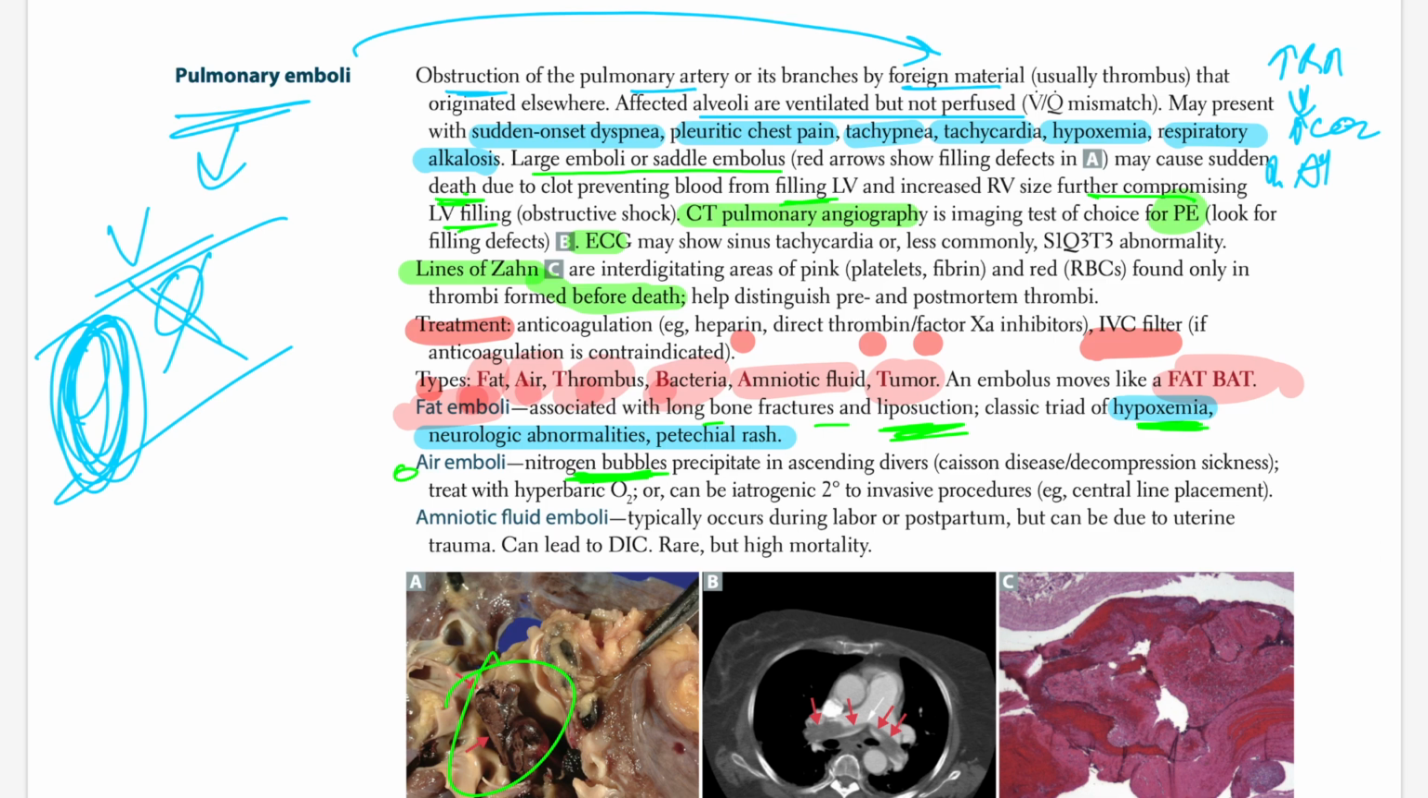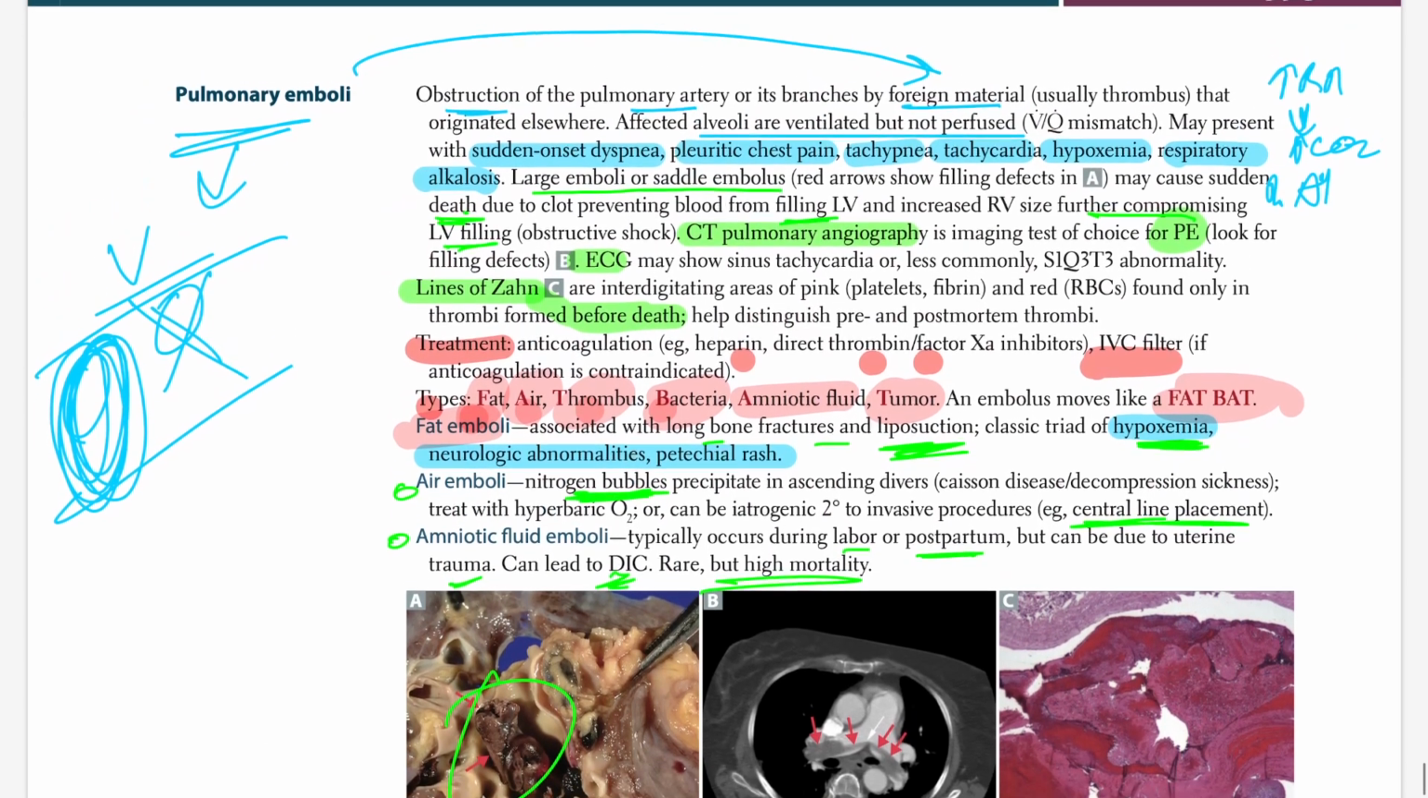Will treat with hyperbaric O2, or can be iatrogenic secondary to an invasive procedure, central line placement. The last one is amniotic fluid emboli. Typically occurs during labor or postpartum and can be due to uterine trauma, can lead to DIC, rare but high mortality.